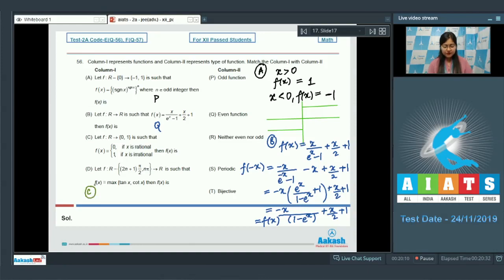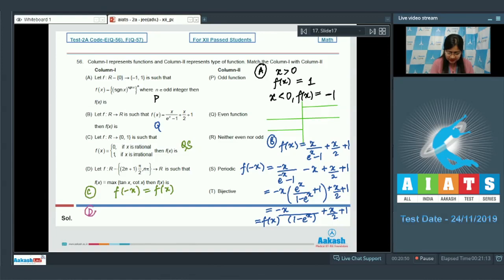It says that if f goes from R to {0, 1} such that f(x) is equal to 0 if x is rational and it is 1 if x is irrational, then f(x) is. As here f(-x) will definitely be equal to f(x), so this will be an even function. Also the function will be periodic, but its period will not be defined. So correct answer will be Q and S.